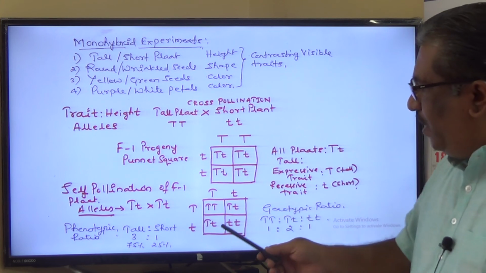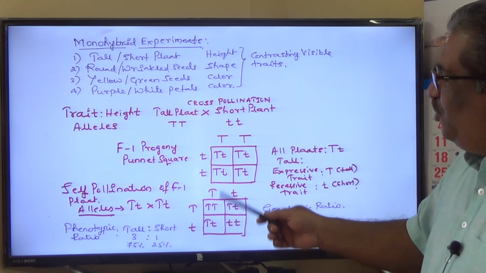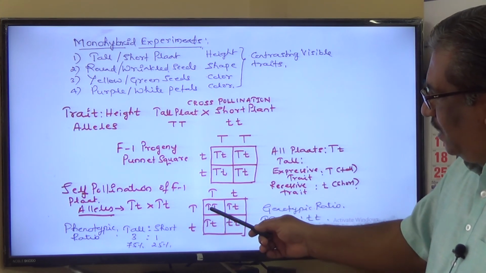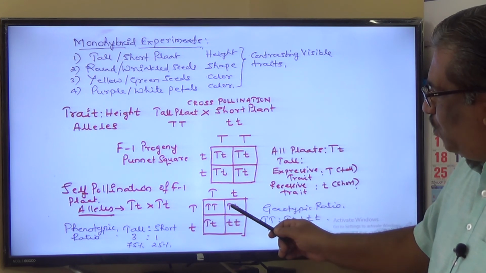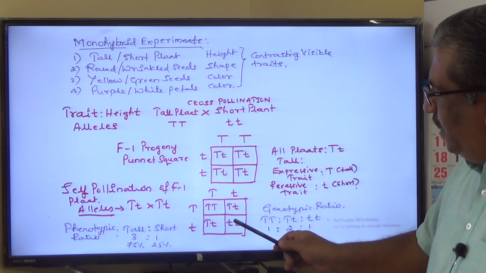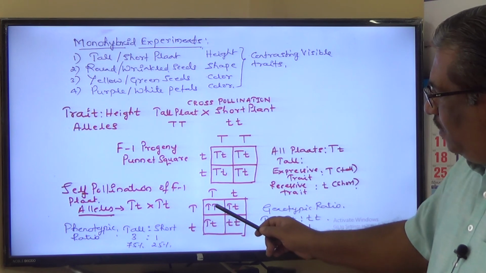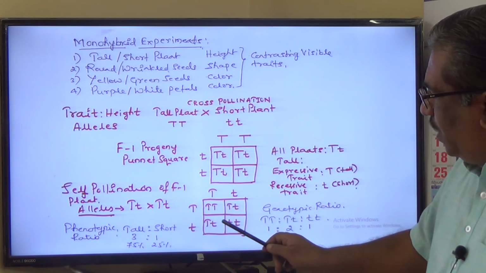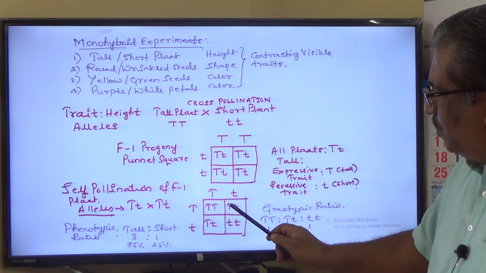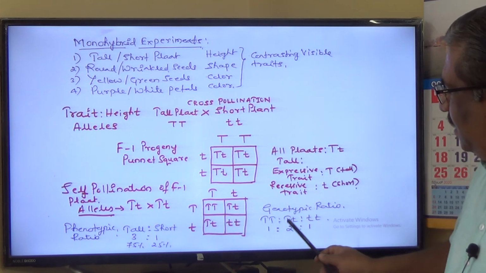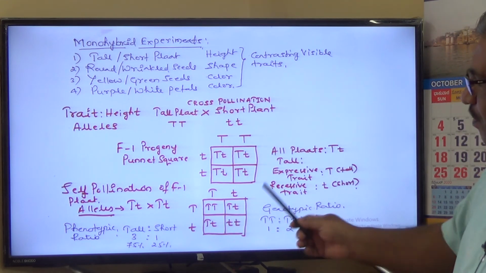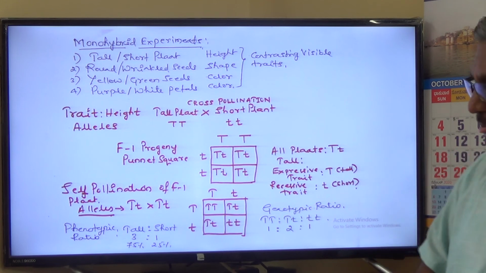Genotypic ratio, the ratio of the genetic combination of the plants: capital T capital T is to capital T small t is to small t small t. This is 1, these two are 2, and this is 1. So 1 is to 2 is to 1 is the genotypic ratio. I hope you understand this very clearly. Next.